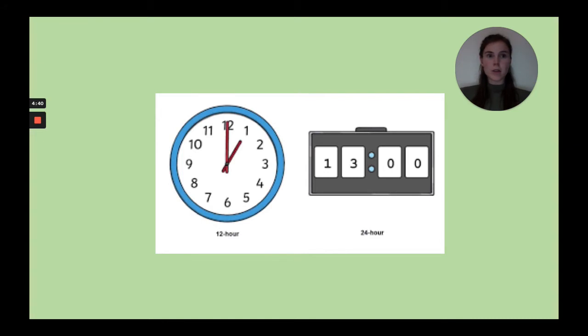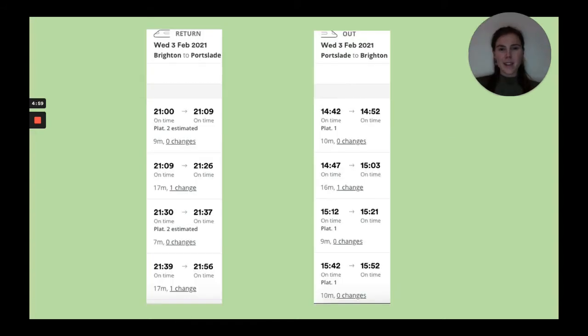Sometimes we don't use 12-hour clocks. We use 24-hour clocks. We're going to learn now how to read them. This is a train timetable for trains between Brighton and Port Slade. They've used 24-hour clocks here for the departure and arrival times. Can you work out what any of the times are? We'll revisit this once we've had a look at reading 24-hour clocks.